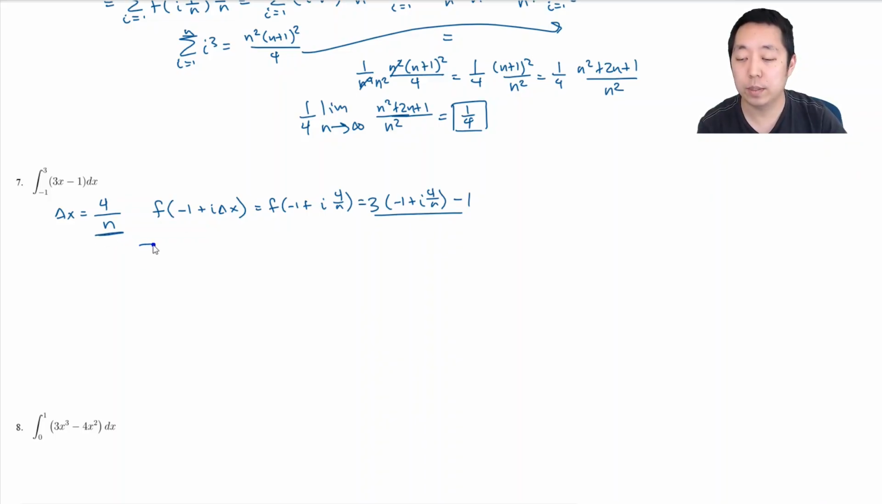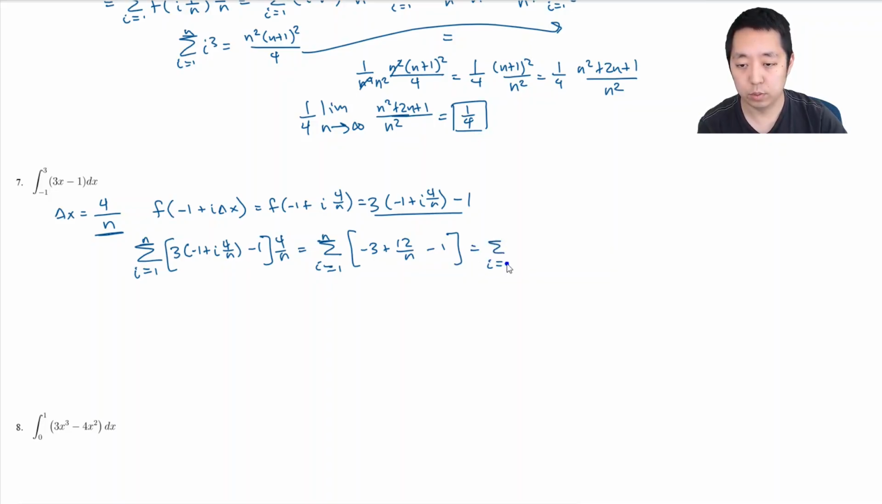These are the widths, and then I'm simply going to sum from i equals 1 to the total number of rectangles. The height of each rectangle, which is 3 times (-1 plus i times 4 over n) minus 1, all of that multiplied by 4 over n. So now we've got to do a little bit of distributing. This would be negative 3 plus 12i over n, and then minus 1. So this is going to be the sum from i equals 1 to n.